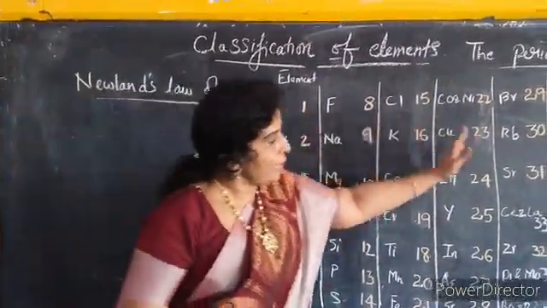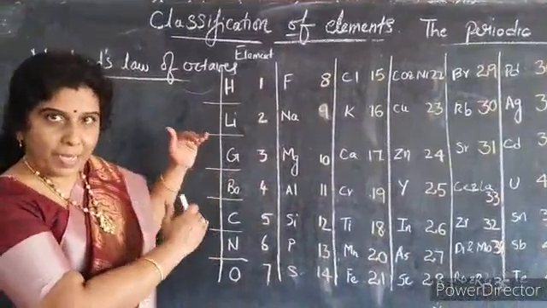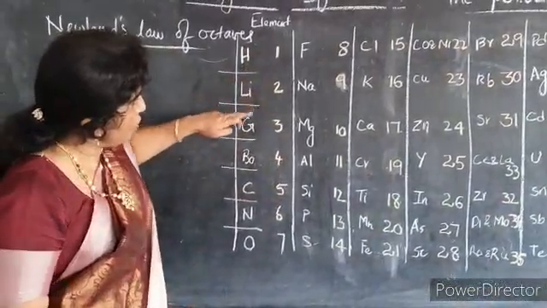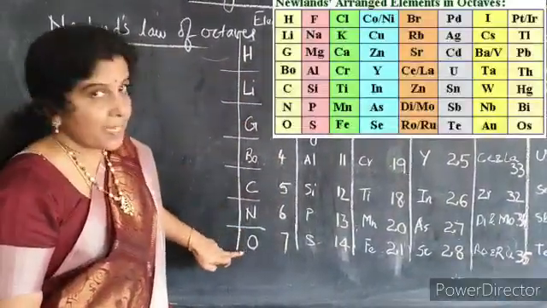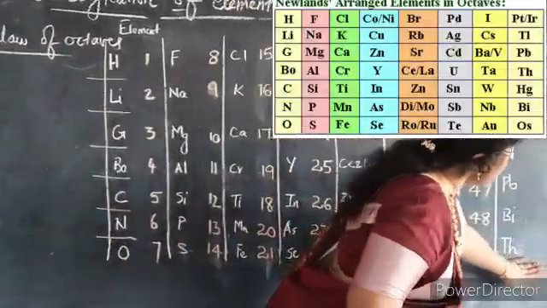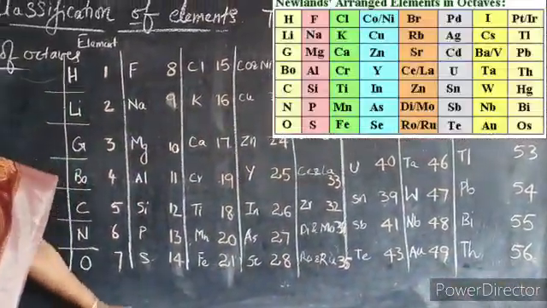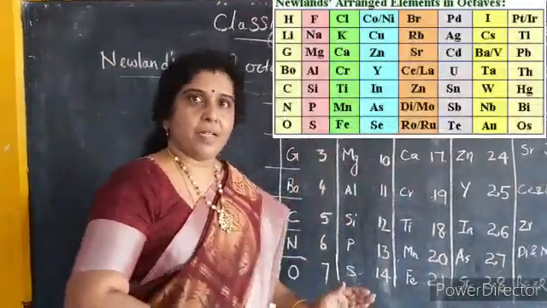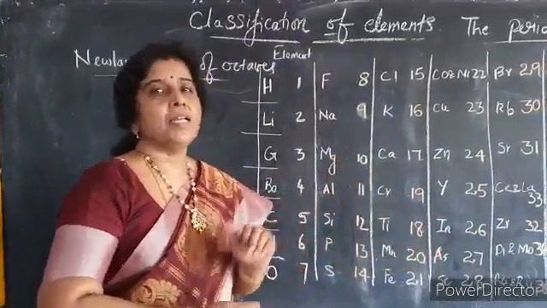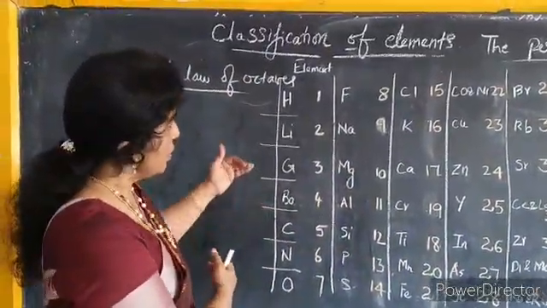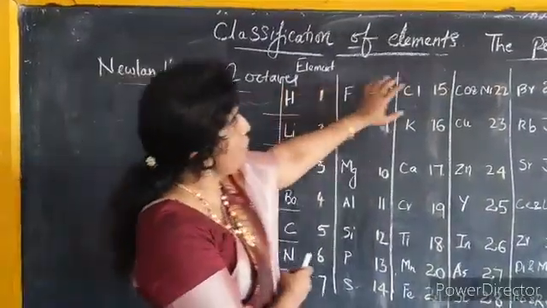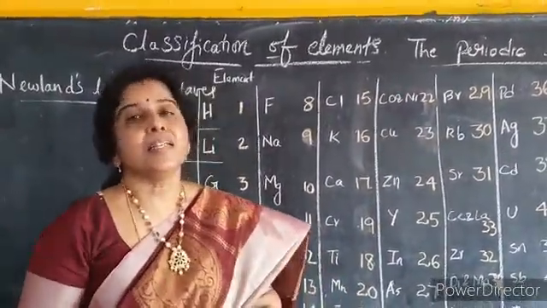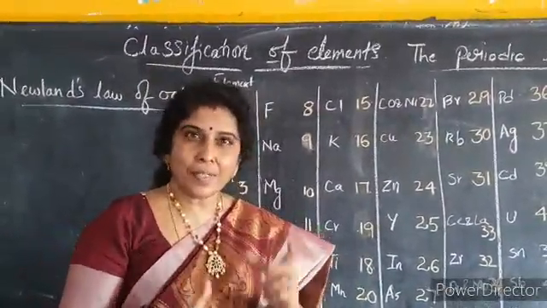So you can see a table here where Newlands placed elements in a total of 7 groups. You can see 1, 2, 3, 4, 5, 6, 7. And there are a total of 56 elements in this table. So how did he arrange the elements? In the increasing order of their atomic weights, in other words, in the ascending order of their atomic weights. So here a total of 7 groups are there, and in every group the elements are similar to each other in their physical and chemical properties. So he has given a law.